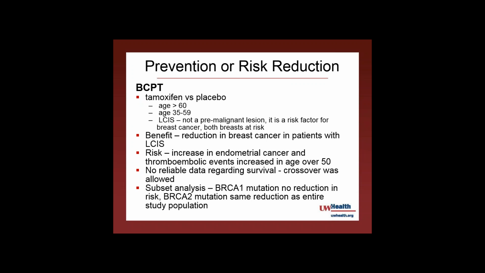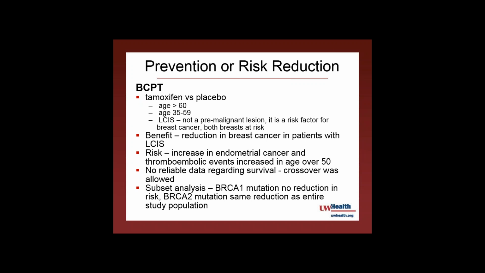Continuing on, the Breast Cancer Prevention Trial compared tamoxifen versus placebo, and they broke out the women as to whether you were greater than 60, presumably postmenopausal, or 39 to 59, presumably pre- or perimenopausal. And they looked really at lobular carcinoma in situ, which is not even a premalignant lesion, it is really a risk factor for breast cancer. When you have this lesion, both breasts are at risk for developing invasive breast carcinoma, even if they only found a lesion in one breast.